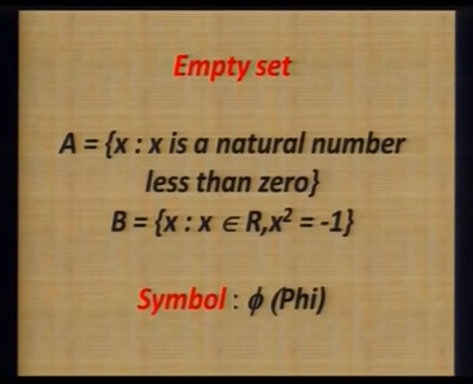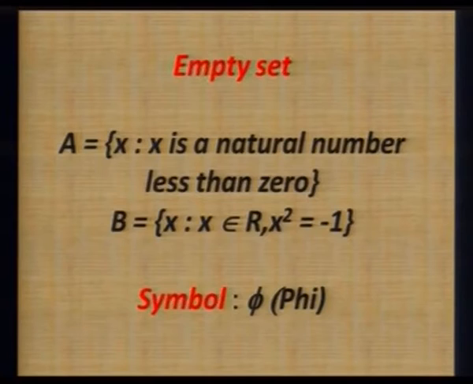The next type of set we find is defined as the empty set. As is obvious from its meaning, empty means it doesn't contain anything. So the set is {x : x is a natural number which is less than 0}. You know, we don't have any natural number which is less than 0. So A is empty, it doesn't contain any element.